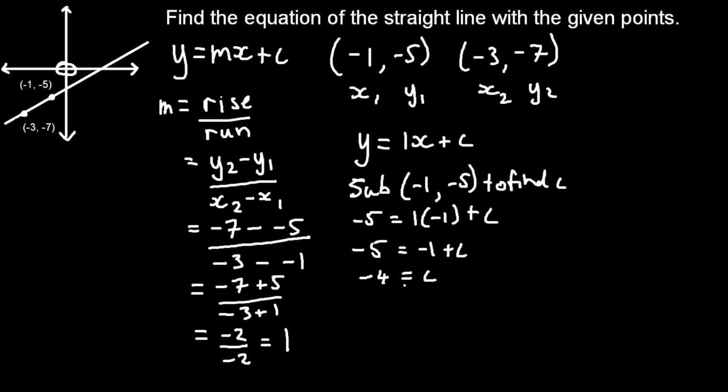Okay, we've got our m value of 1. We've got our c value of -4. We can sub those into our equation. Y equals x minus 4. And this here is our answer.